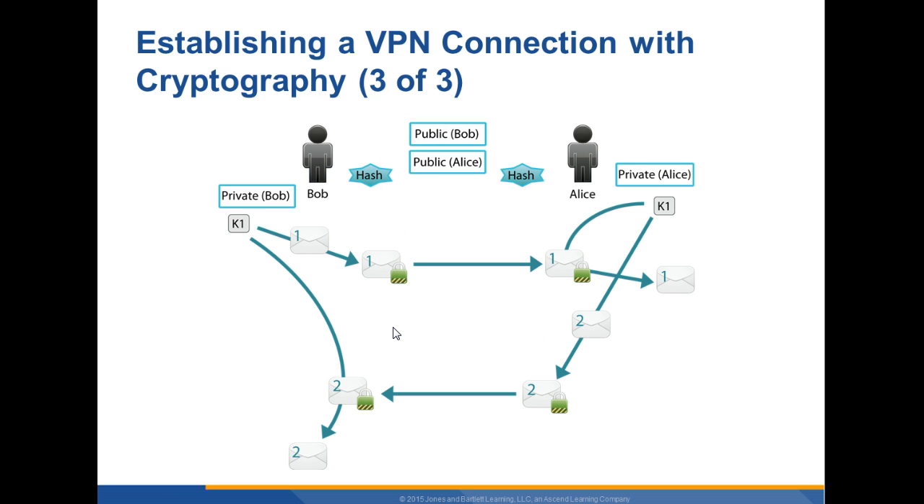This exchange on the previous 2 slides enables a symmetric key to secure subsequent messages from Bob to Alice or from Alice to Bob. Once a VPN has been established between Bob and Alice, an exchange key, session key K1, exists at both endpoints. Using this shared session key, Bob can encrypt messages, envelope 1, to send to Alice, and Alice can encrypt messages, envelope 2, to send back to Bob.